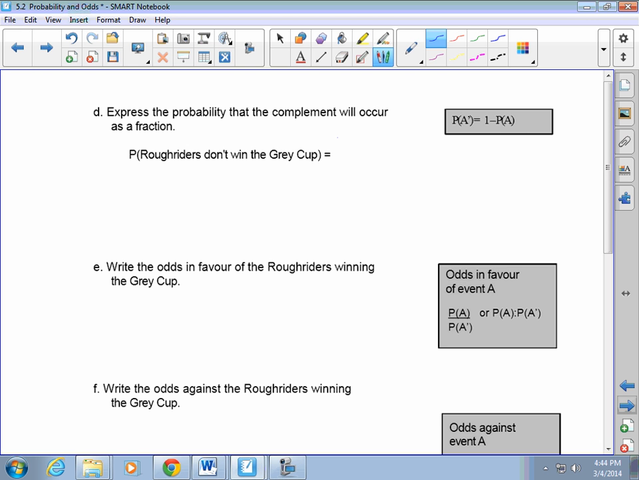Probability has to be between 0 and 1. To figure this out, the probability of it not happening, or the complement, is equal to 1 minus the probability that it happened. So 1 minus 25 over 100 is 75 over 100, which reduces to 3/4. So it's a 75% chance of them not winning, or if you reduce that as a fraction, it would be 3/4.